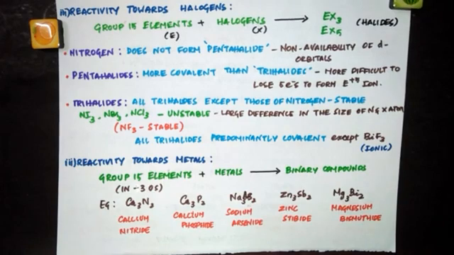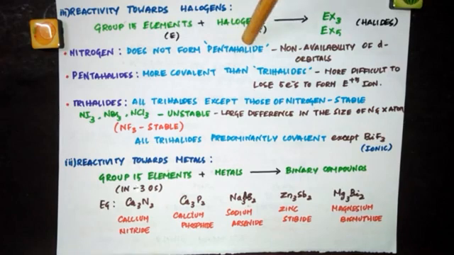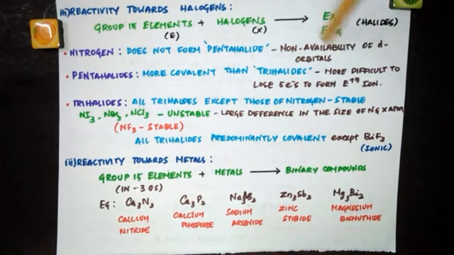and pentahalides. When it comes to pentahalides, nitrogen does not form pentahalide. It is because of the absence of d orbitals in the valence shell. What is the electronic configuration of nitrogen? 1s2, 2s2, 2p3. So we don't have d orbitals in the valence shell of nitrogen. So nitrogen cannot extend its covalency beyond 4. So nitrogen does not form pentahalide, and what is the reason again? Non-availability of d orbitals. So nitrogen cannot form pentahalides.